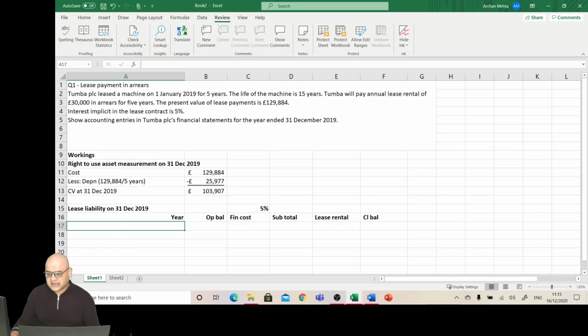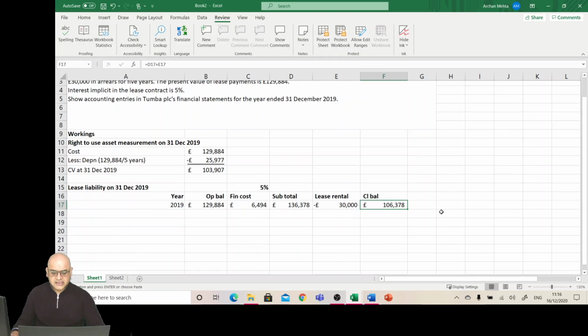So let's start with 2019. In 2019, our opening balance, as you know, is 129,884. We entered into the lease contract at the start of the year. Then we charge interest at 5% on that, so the interest becomes this much. The subtotal of interest and opening balance is this much. Then the lease rental of 30,000 is removed from the subtotal, and the closing balance is this much, you can see.